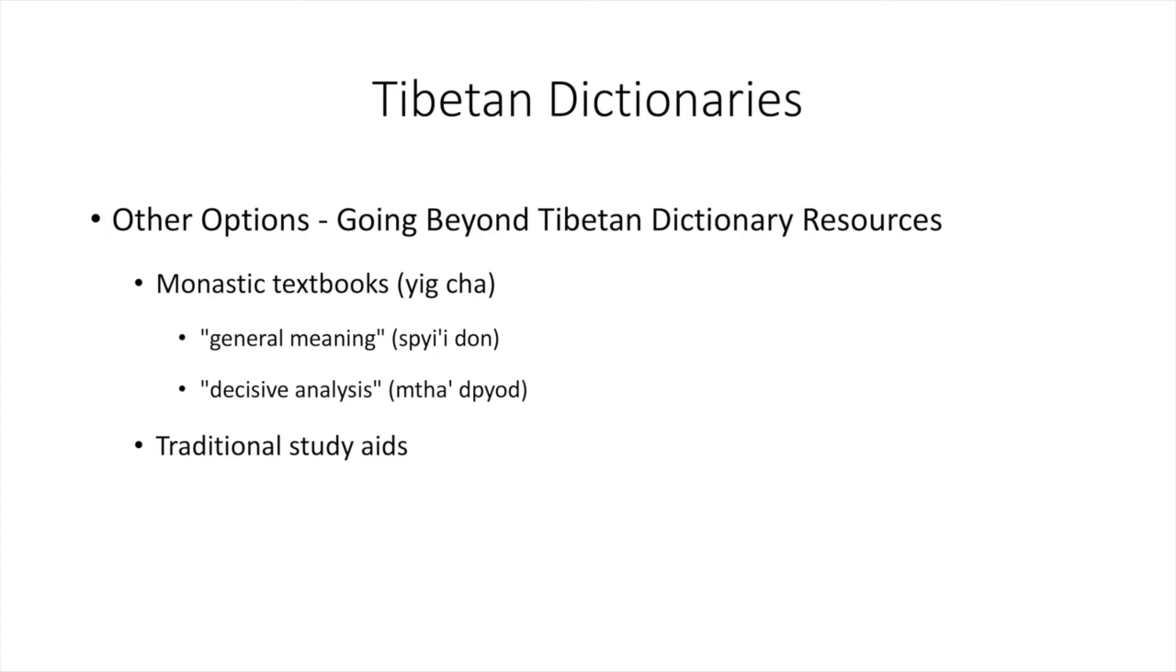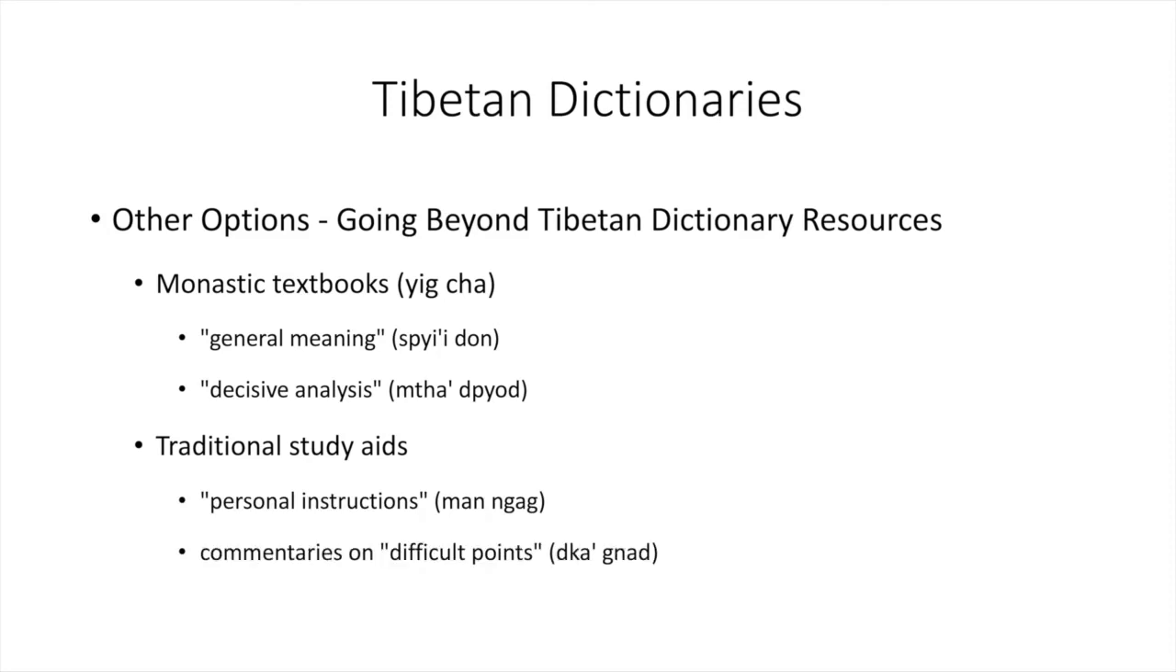Similarly, for many subjects in Tibetan studies, there are authors who have composed commentaries explaining difficult words in an authoritative root text. Such commentaries might be called personal instructions, mengak, or commentaries on difficult points, gane, and will often contain longer explanations of an unusual term or phrase used by an author.